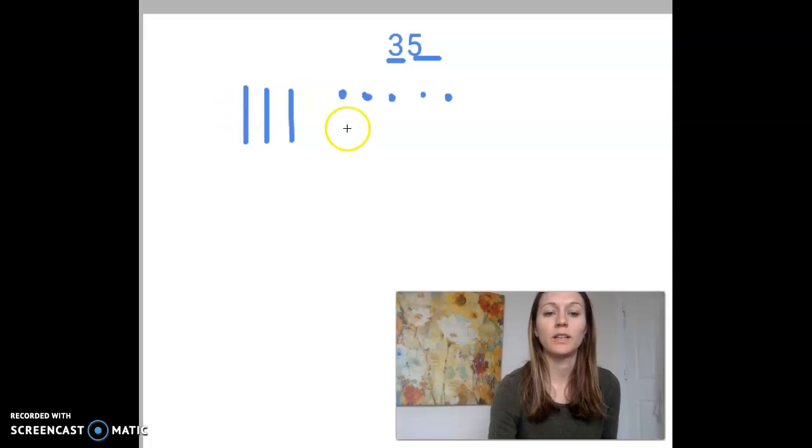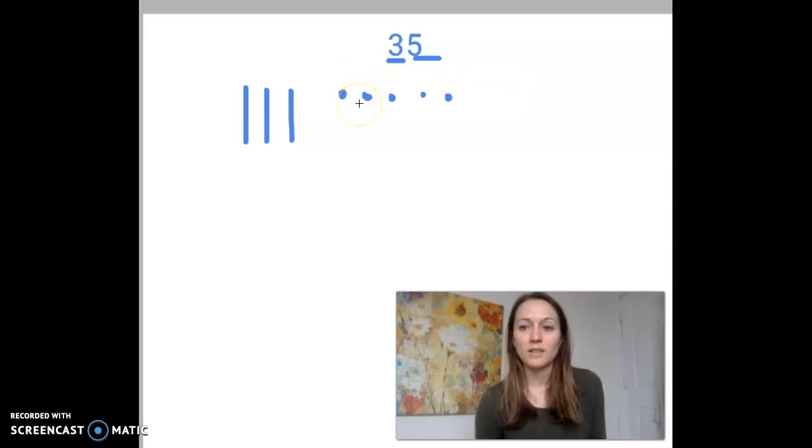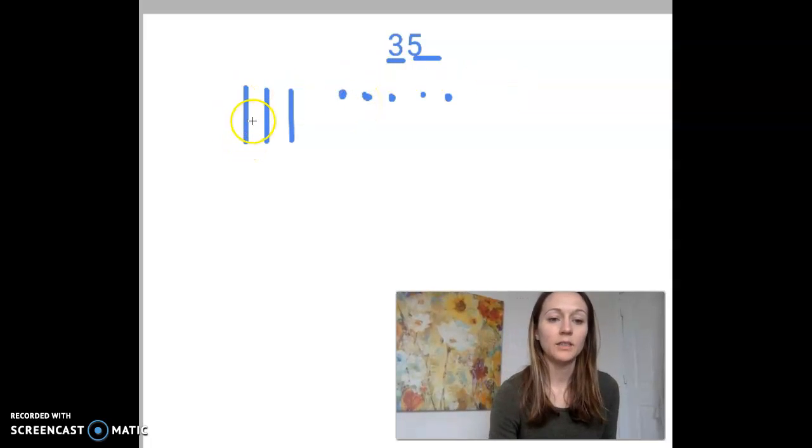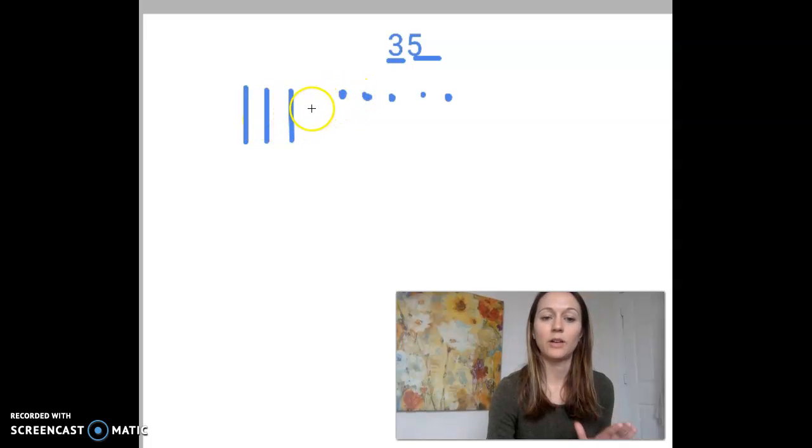So if I wanted to count this, I would know these would be counted by 10s and these would be counted by 1s. Watch as I count. 10, 20, 30, pause because now I know I have to switch to counting by 1s. 31, 32, 33, 34, 35.